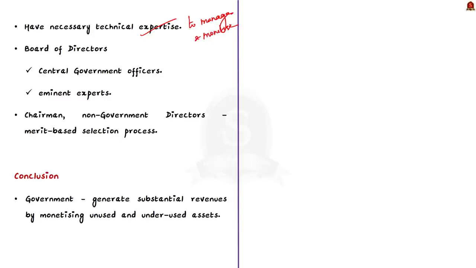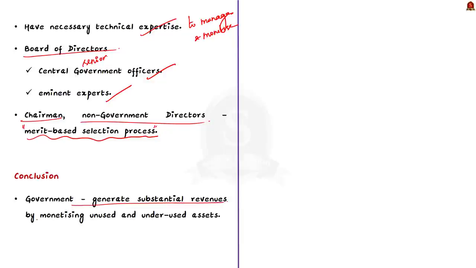The board of directors of NLMC will comprise senior central government officers and eminent experts to enable the professional operations and management of the company. See, the chairman and non-government directors of the NLMC will be appointed through a merit-based selection process. And also note that NLMC can hire private sector professionals with expertise. Thus, the government would be able to generate substantial revenues by monetizing unused and underused assets. And that's all about this article.